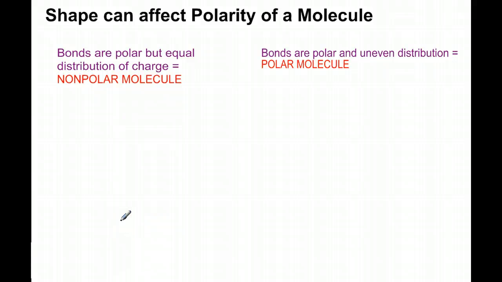Okay, so we're going to look at the 2 different examples that you might encounter. So the first example, bonds are polar, but equal distribution of charge, therefore equals a nonpolar overall molecule. So we'll go through an example and hopefully this will make sense. So if we look at the example of carbon with chlorine, we know it forms this tetrahedral shape.